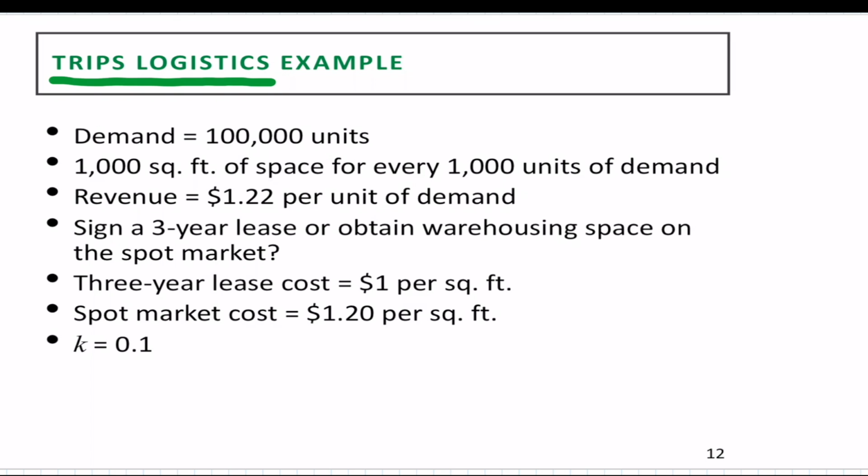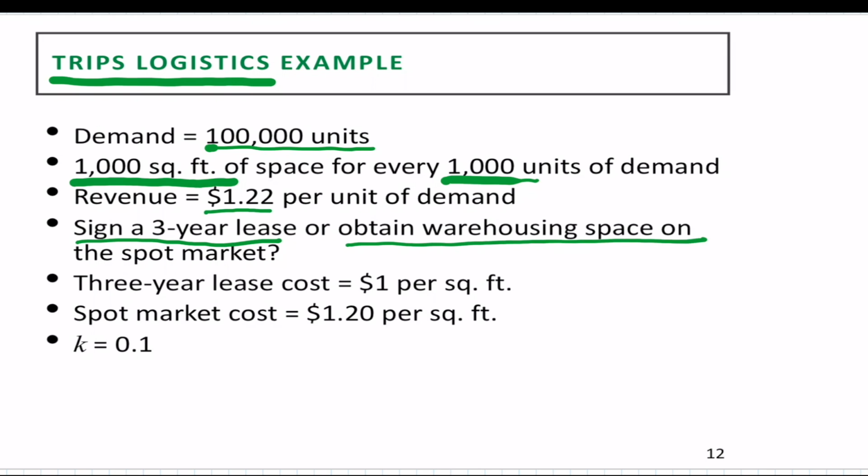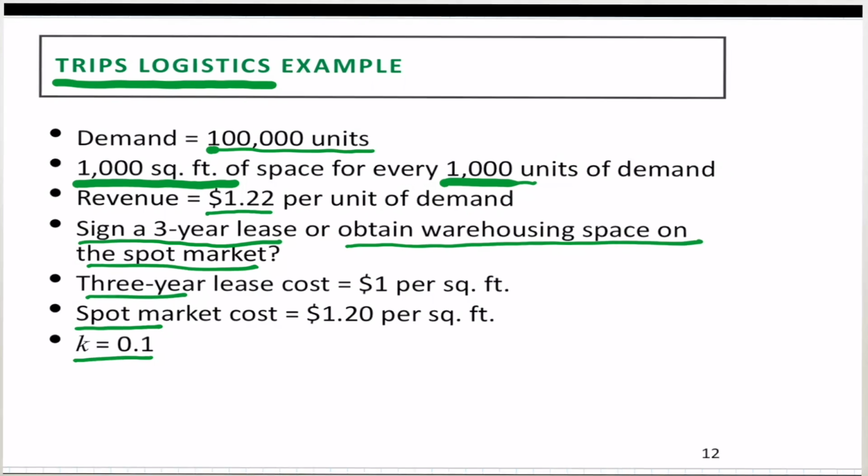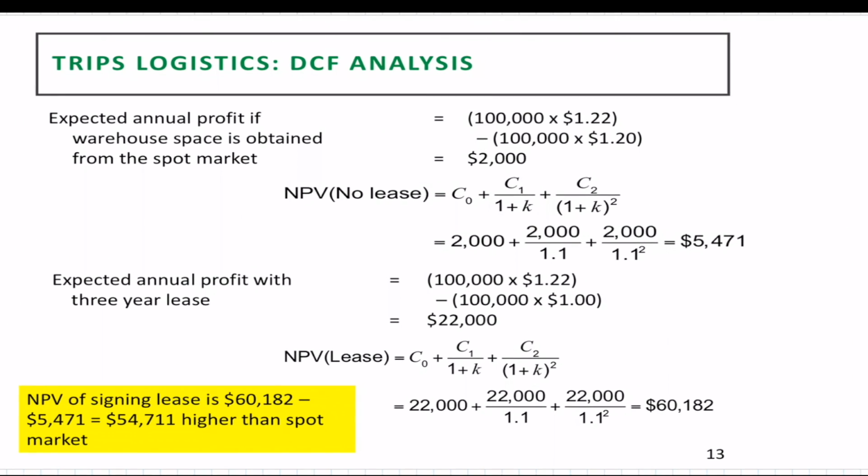So let's look at one example which involves Trips Logistics, which is a third-party logistics company, and they have demand of 100,000 units. They need 1,000 square feet of space for every 1,000 units of demand. So revenue is $1.22 per unit of demand. They have to choose between two decisions. One is either sign a 3-year lease or obtain warehousing space on the spot market. The cost for a 3-year lease is $1 per square foot, whereas spot market cost is about $1.20 per square foot. And k here is estimated to be 0.1 or 10%. So we can carry out discounted cash flow analysis using this data.